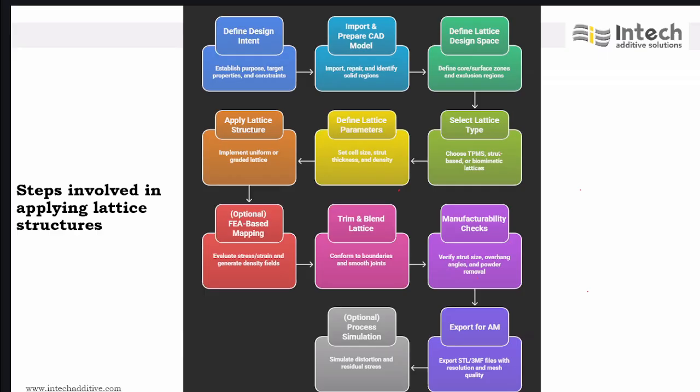Step 9 is about the manufacturability check. You have to verify the strut size, and you need to watch out for the overhang angles. An angle is going to be less than 45 degrees, and it requires support structure. Again, it should not become difficult for us to remove the support structure in latticing. We have to make sure whatever lattice we create should not trap powders.